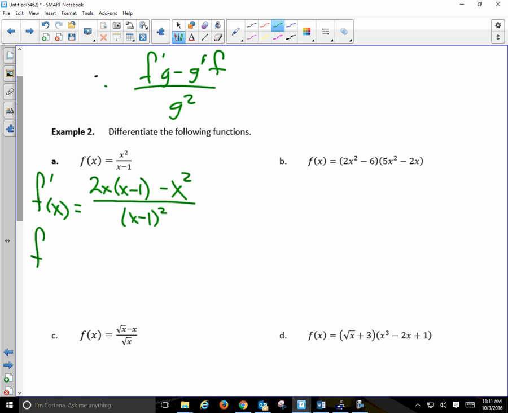Now, if you can combine like terms, you should combine like terms. Get a 2x squared minus x squared, which just becomes 1x squared, right? And 2x times a negative 1 will give us a negative 2x. All over x minus 1 quantity squared. Done. That's it.